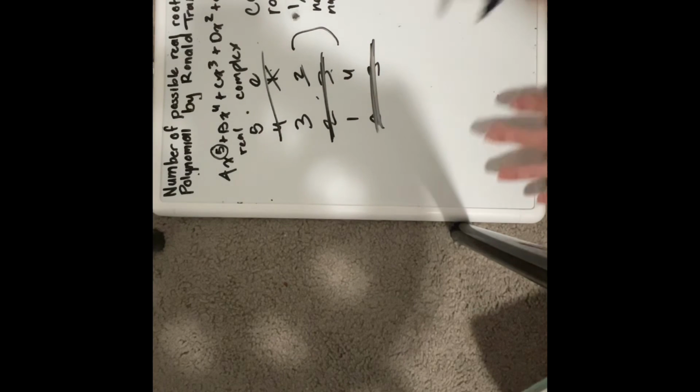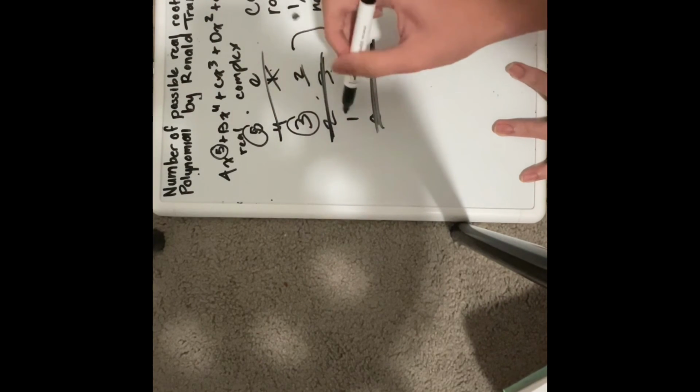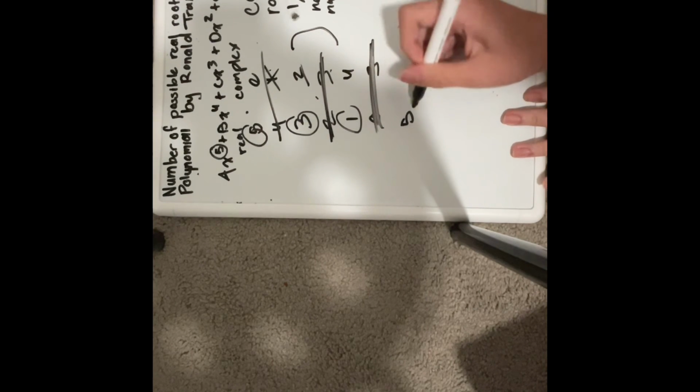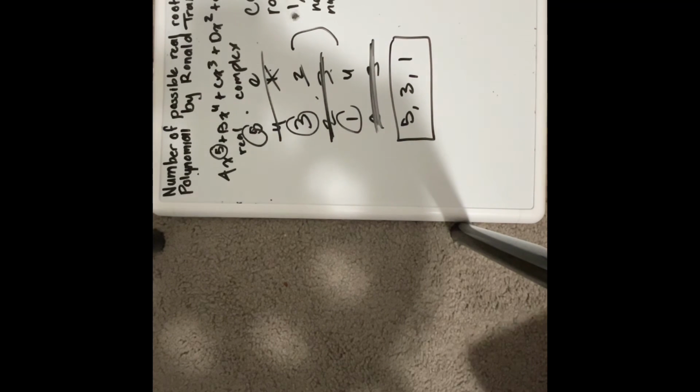So now we know that there are 5, 3, and 1 possible real roots in this polynomial. So it would be 5, 3, and 1. These are the possible numbers of real roots of a polynomial.